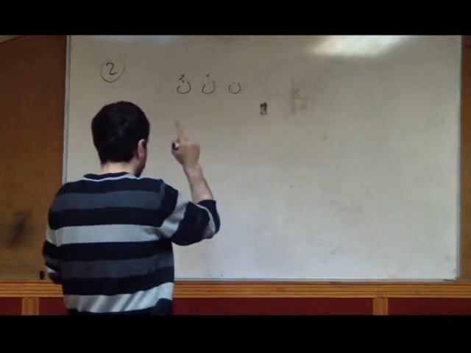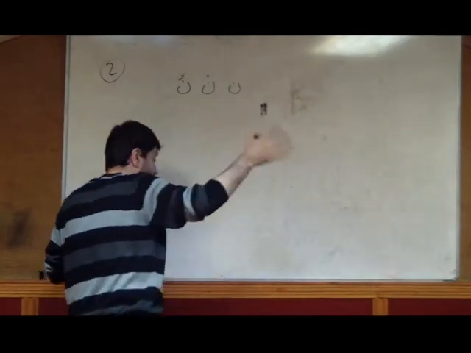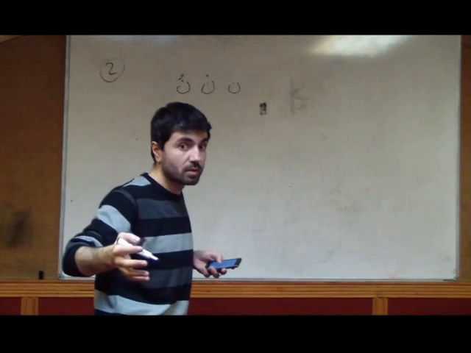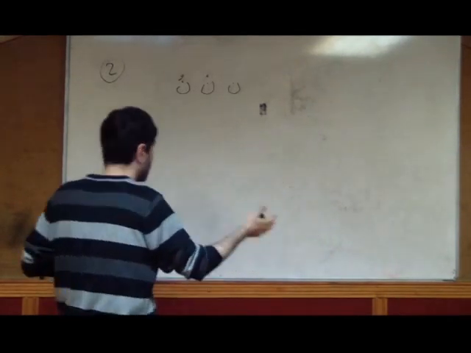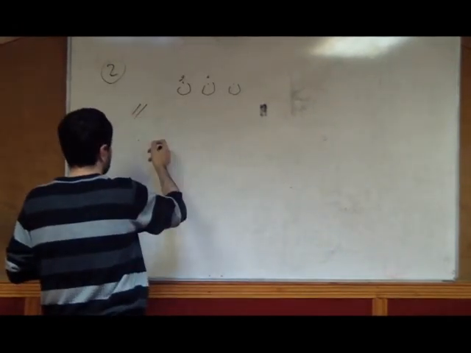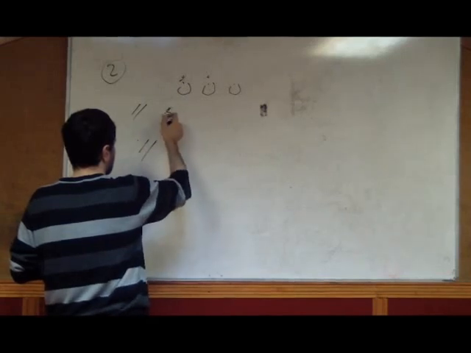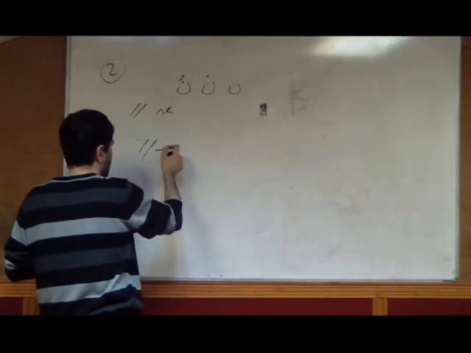So Nun Sakin. And the other one was Tanween. So how did we define Tanween? Tanween was this one, that one, and that one. So what is this? This is N.